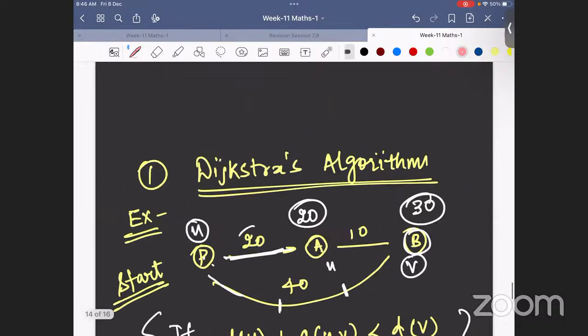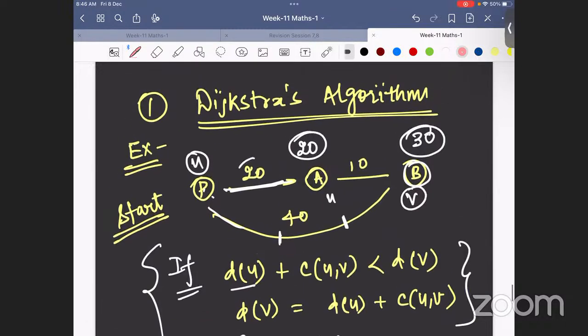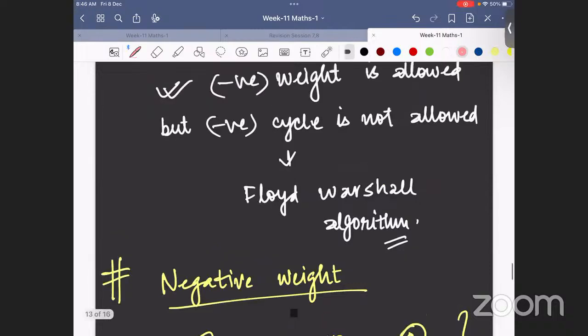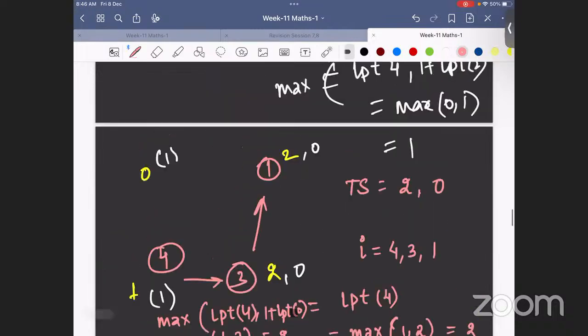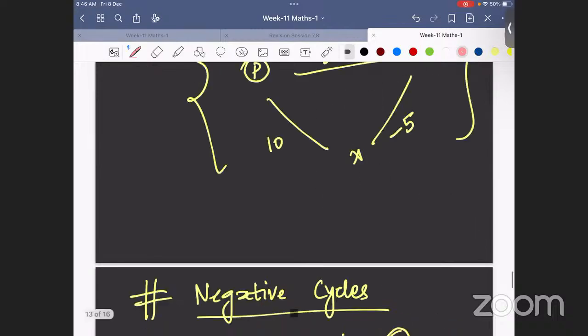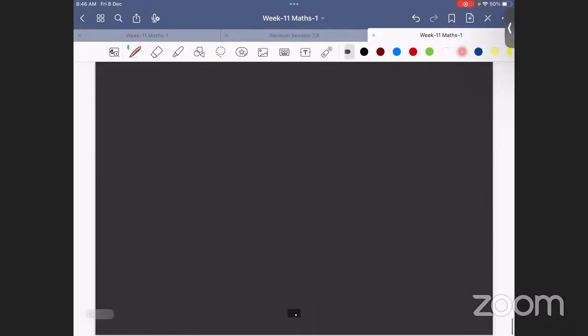So till now everything is clear, right? So Dijkstra algorithm we have discussed. We have discussed topological sorting and then how to calculate the longest path in a DAG. Everything is clear, right, to everyone? Yes, sir. So now we have the Bellman-Ford algorithm.